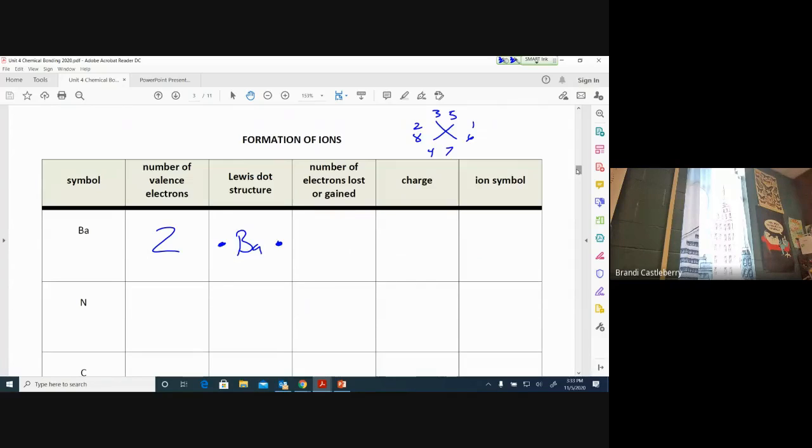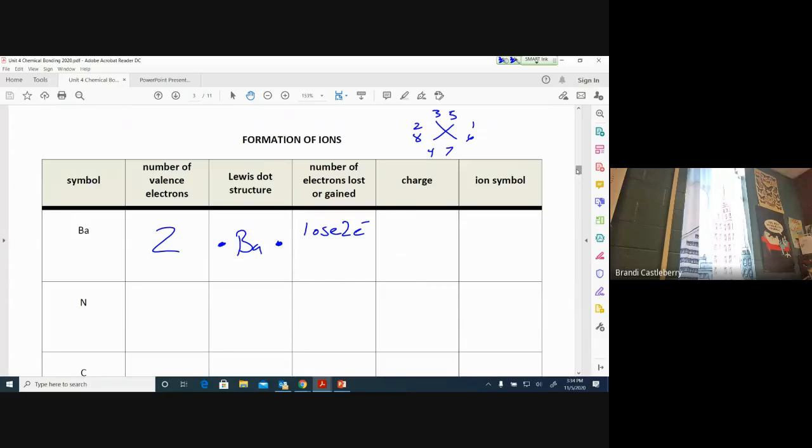Number of electrons lost or gained. So again, you gotta think about it here. It has 2 on the outside. It wants 8. It could gain 6, but it would be easier to lose 2, then it just has a full underneath shell. So would it be easier to lose 2 or gain the whole 6? Always the lowest number. So it's easier to lose 2.